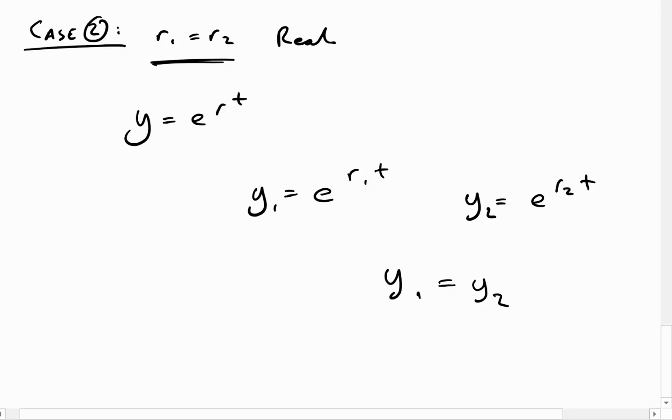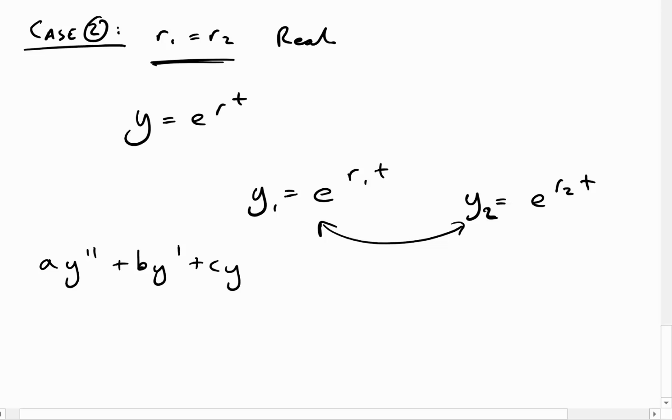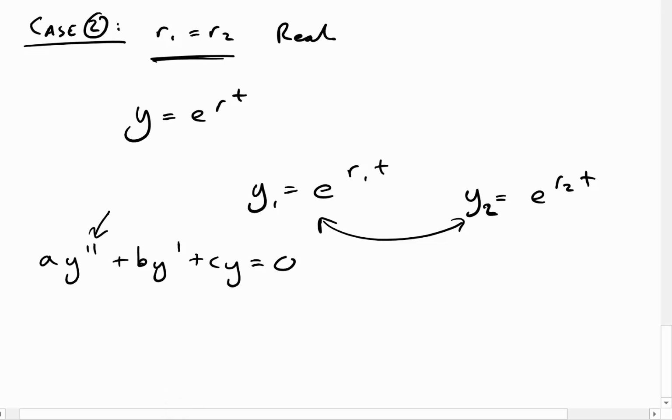Well, that's not really good enough with differential equations. What we need to do is try and distinguish between these two solutions. We should get two solutions out, according to the highest order of our differential equation. So we have ay double dash plus by dash plus cy equals 0. Our highest order is the second derivative. So we should have, when we have our general solution, it consisting of two terms.